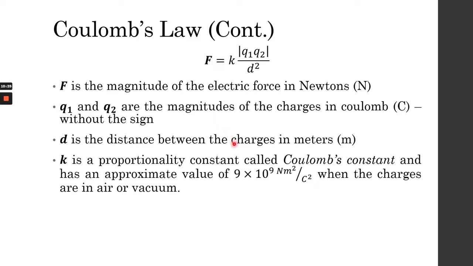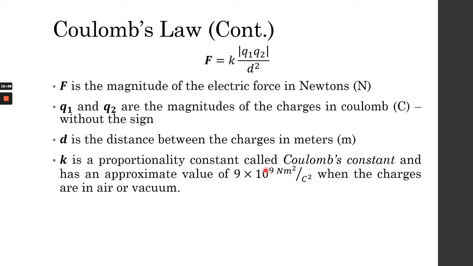And k is something that I want you guys to memorize now. K is what we call a proportionality constant. So it's a constant number. It doesn't change. In this case, we call it Coulomb's constant. And the value of Coulomb's constant is 9 times 10 raised to the ninth, newton meter squared divided by C squared.